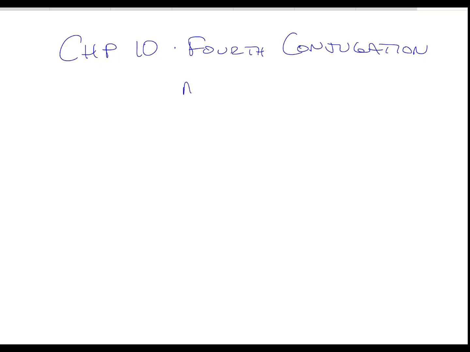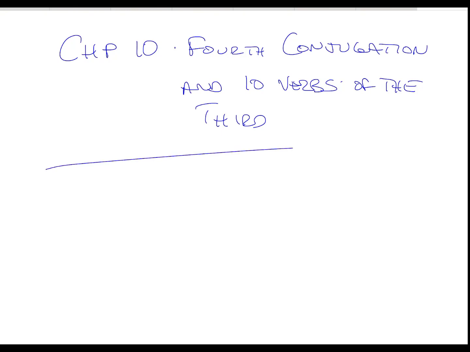We are now beginning with chapter 10. The fourth conjugation, and the IO verbs of the third. Very complicated title if you ask me. Let's just call it third IO and fourth. How's that? This is what we're focusing on right now, the third IO and the fourth conjugations.